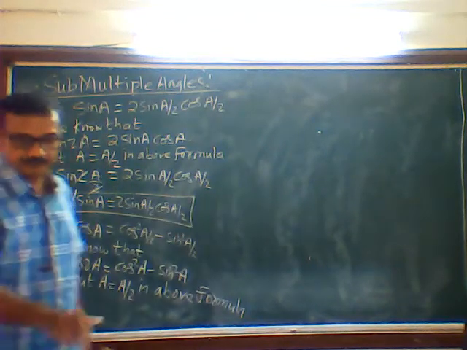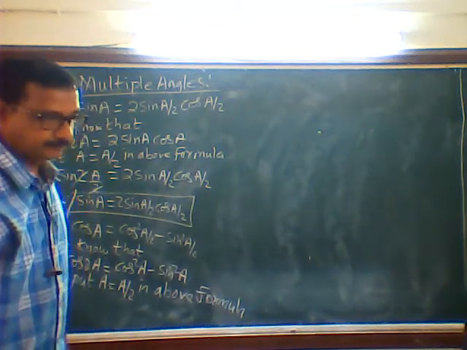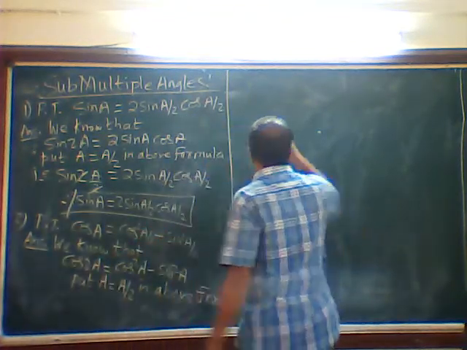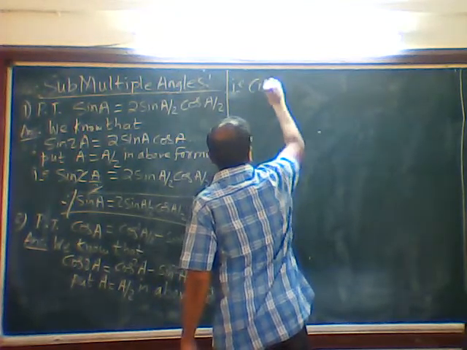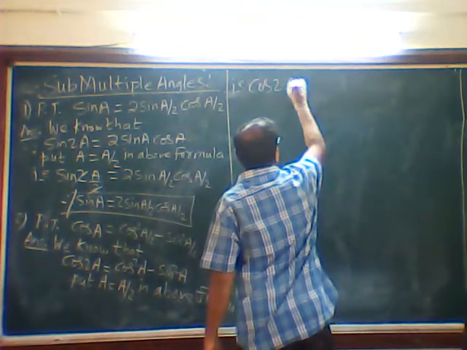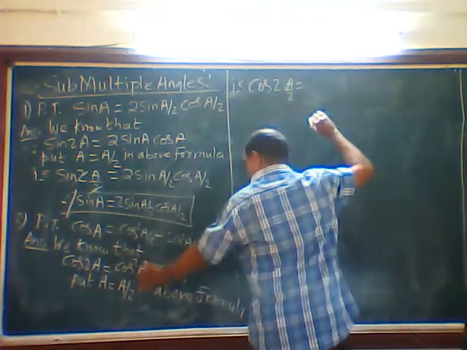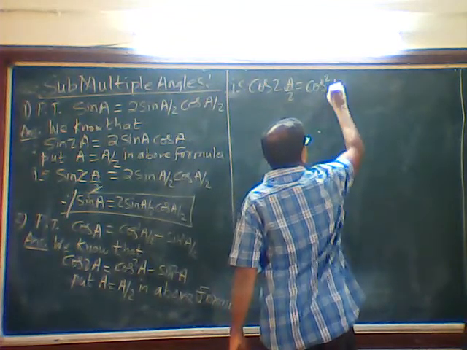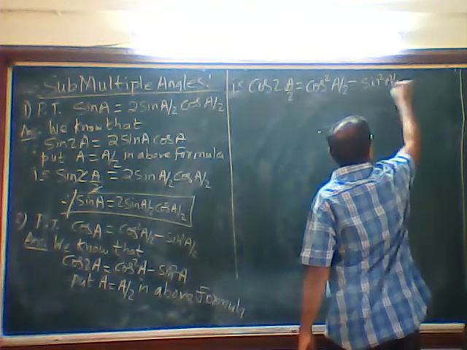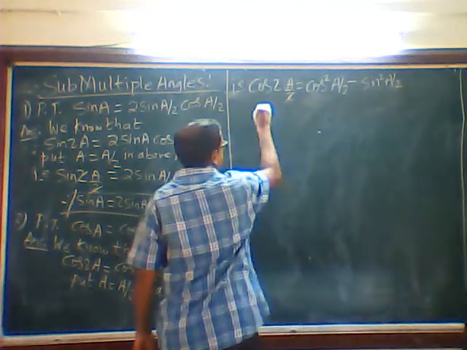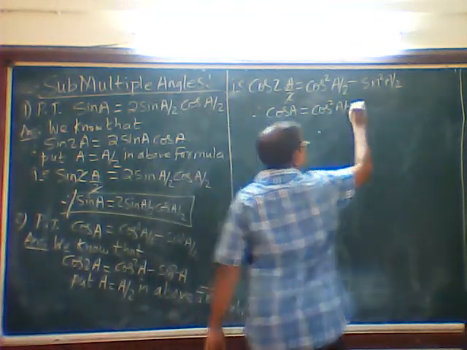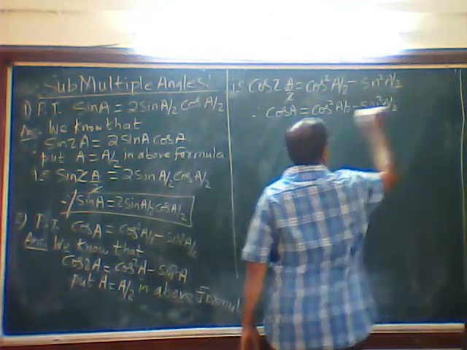Put A equal to A by 2 in the above formula. Okay, so now what will we get? Cos 2 into A by 2 is equal to cos square A by 2 minus sin square A by 2. This 2 cancels. Therefore cos A is cos square A by 2 minus sin square A by 2. This is one formula.